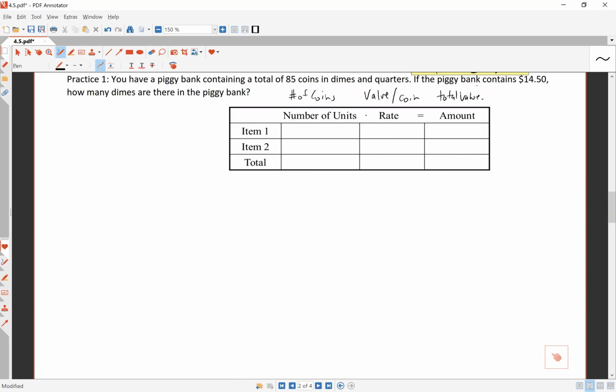Okay, now that you've had a chance to work this out, we have dimes and we have quarters. And we don't know how many dimes we're going to have in the piggy bank, and we don't know how many quarters we're going to have in the piggy bank, but we do know there's going to be 85 of those coins. Now each dime is worth 10 cents and each quarter 25 cents. So the total amount in cents of my dimes is 10 times D. The total amount of my quarters is 25Q.